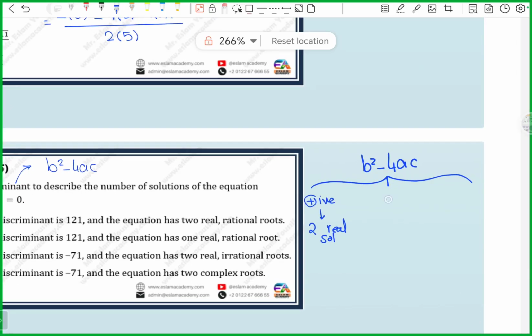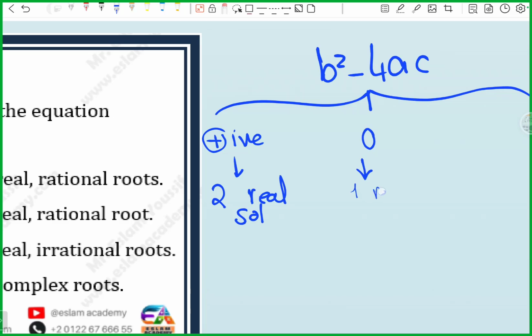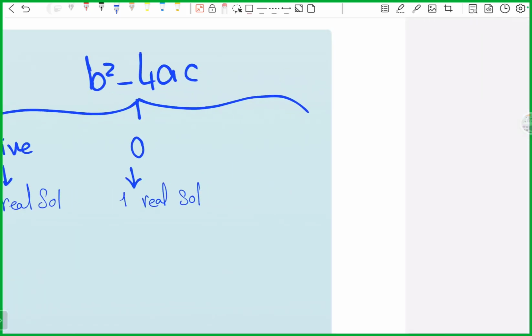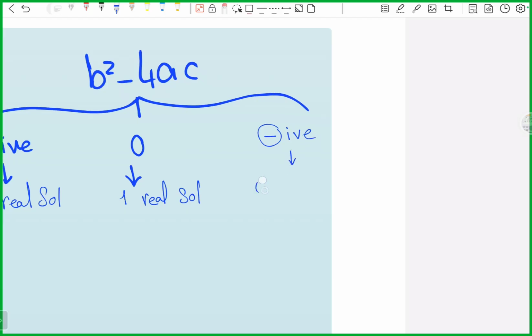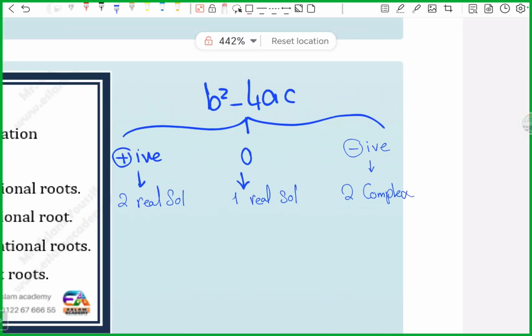But if the answer is 0, we have only one real solution. The third case, when the value that we have here is negative, we have two complex solutions. Any problem for this part? No. From the real solutions, we have two cases.